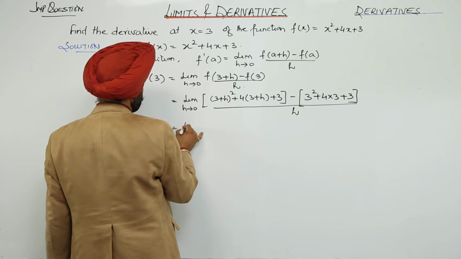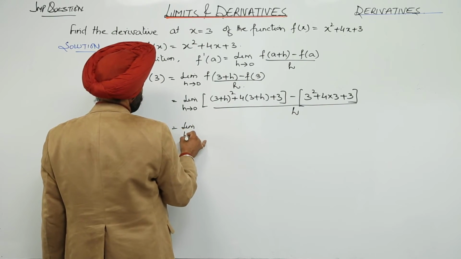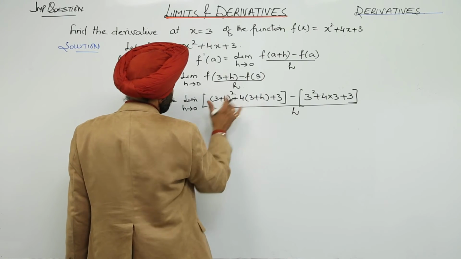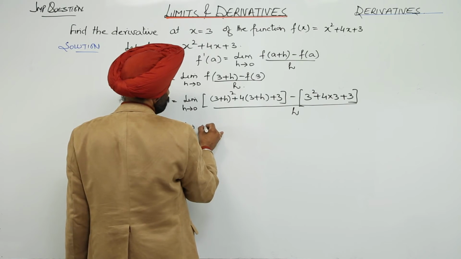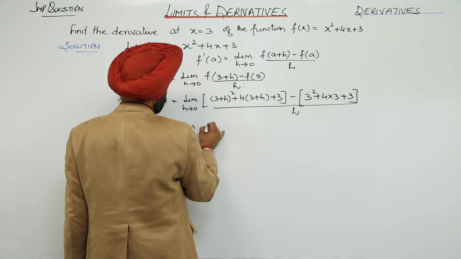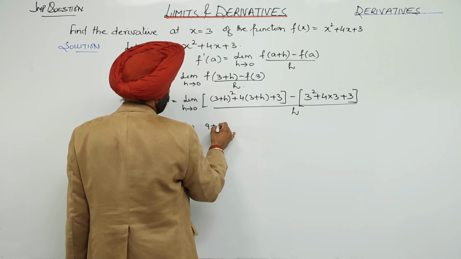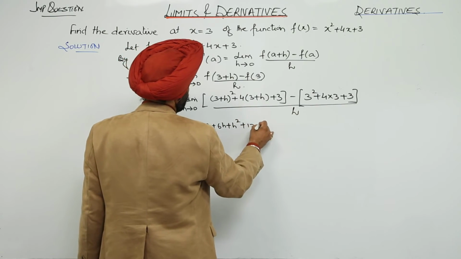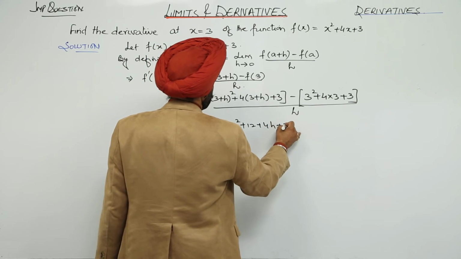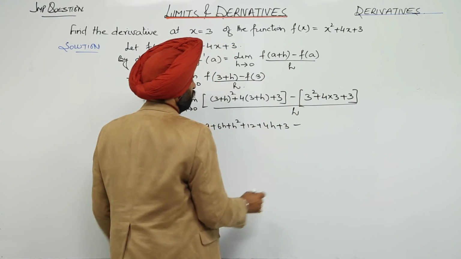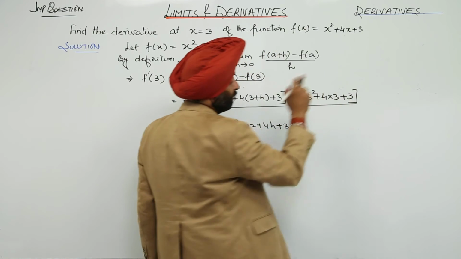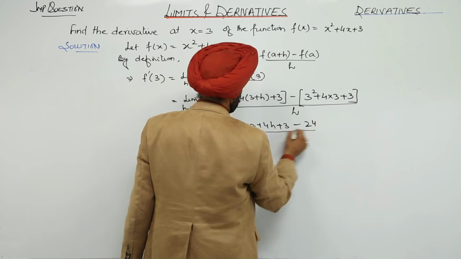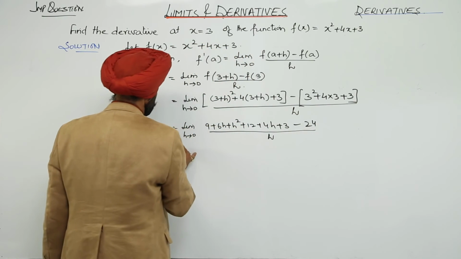Now, this becomes limit h approaches to 0. Now, let us solve this part first. 9 plus 6h plus h square plus 12 plus 4h plus 3, negative for this part, 9 plus 12 plus 3, that is 24, upon h.